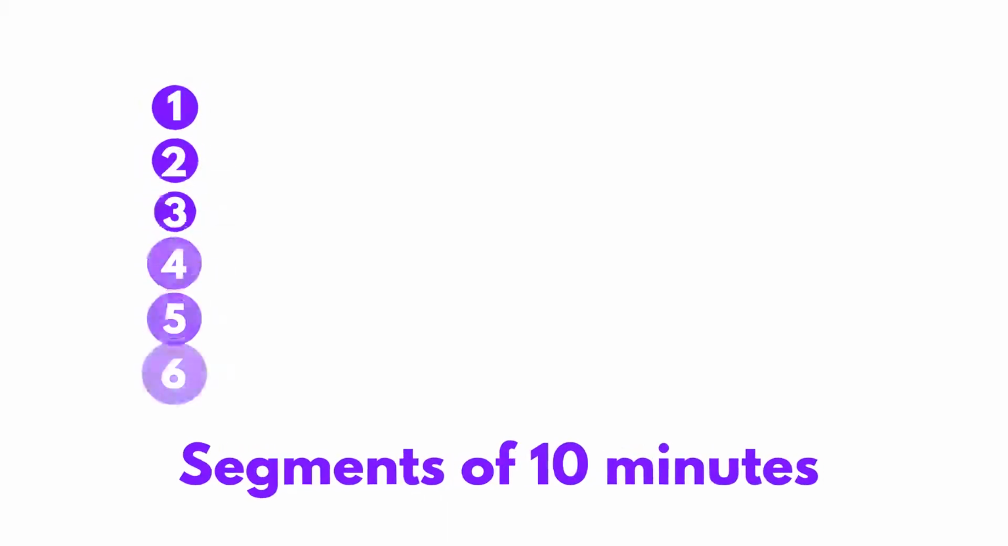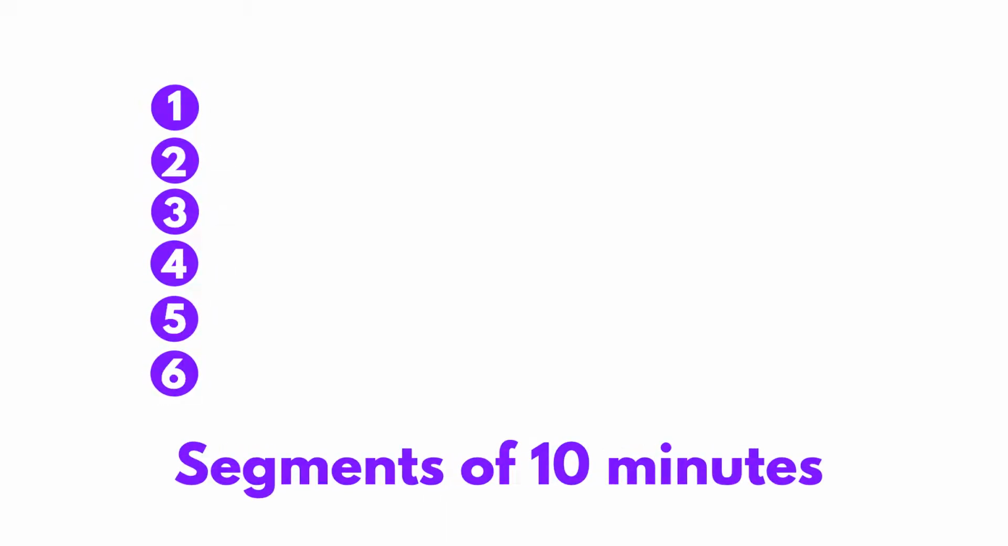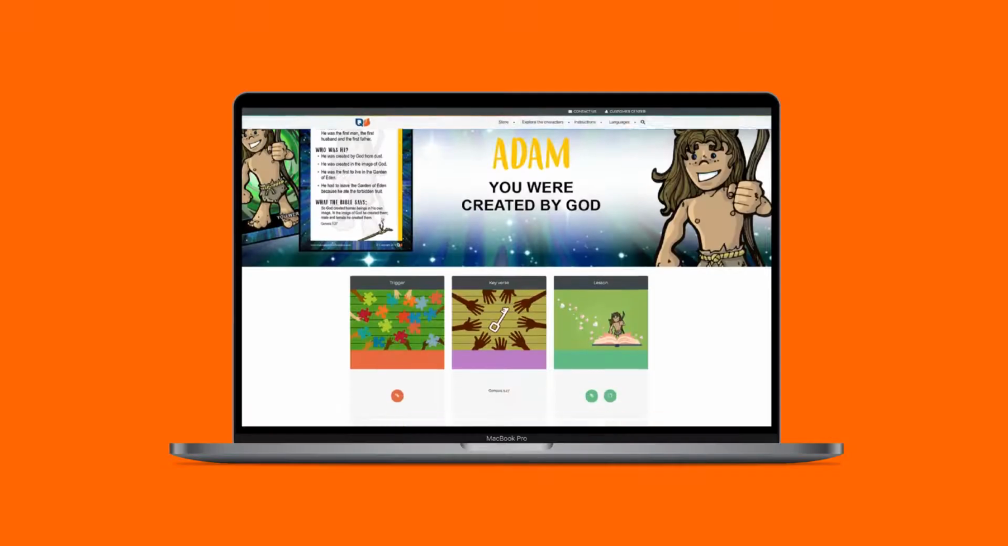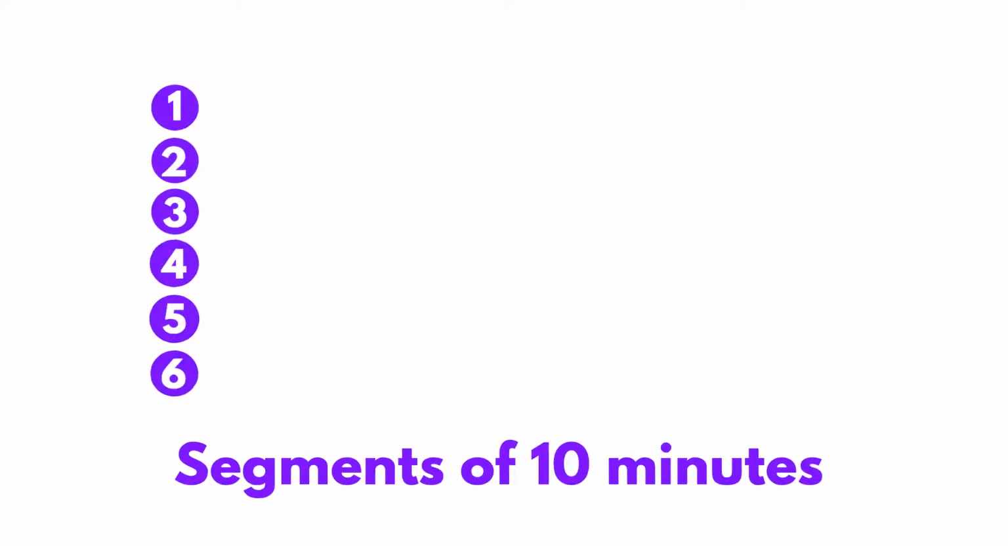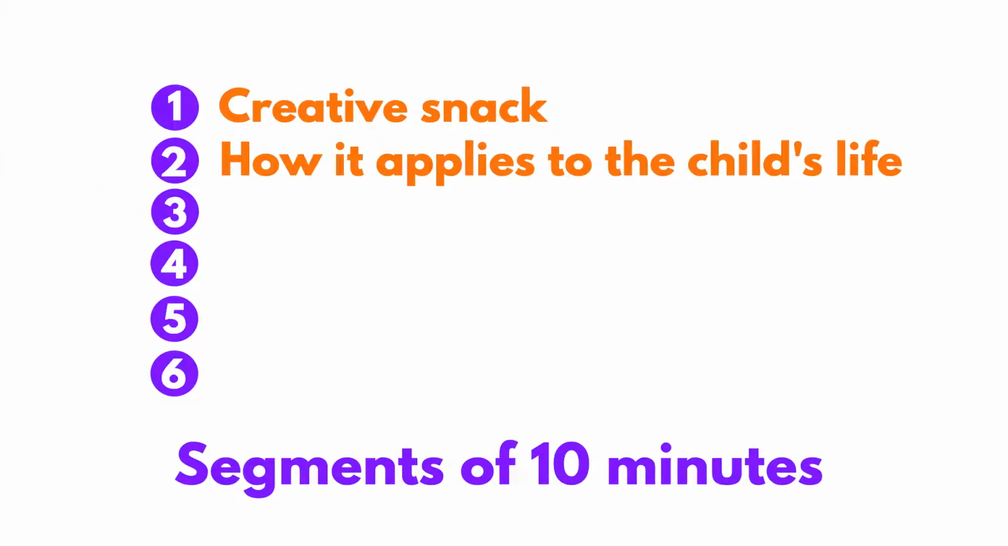Then, divide your teaching time in segments of 10 minutes. Look at all the activities available. Choose one per segment. Remember to include probably a creative snack. How does it apply to the child's life? An activity to review the story and the goal.